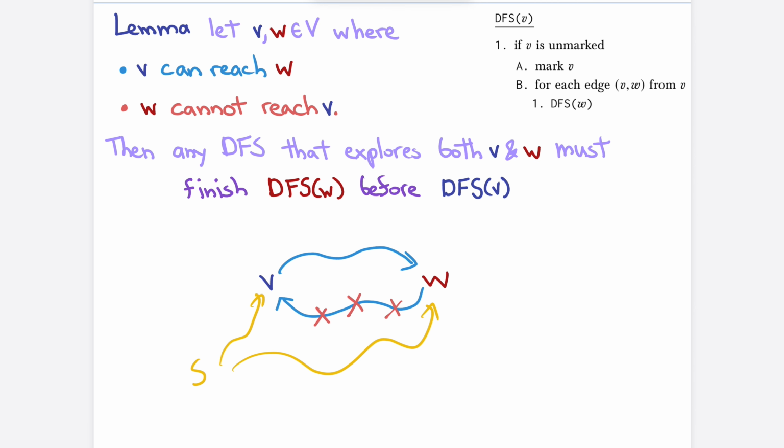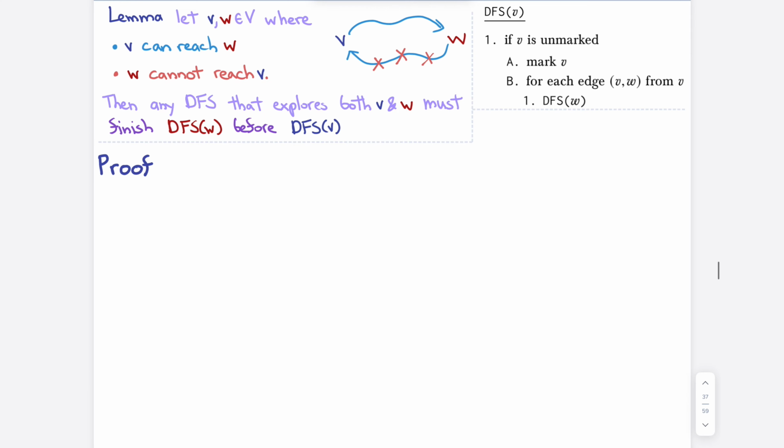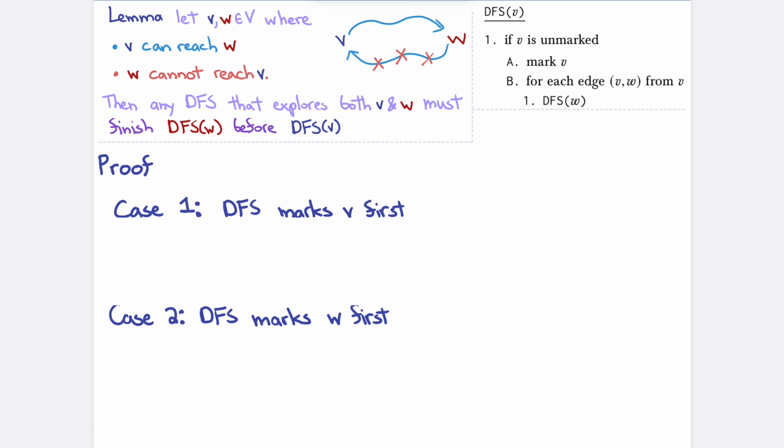Okay. Anyone want to take a whack at it? Yeah. We can do this by cases, so we can say, okay, if the path reaches V first, we're looking at that case, and then we can look at the case that reaches W first. Okay, perfect. So case one, case two. Case one, DFS marks V first. Case two, it marks W first.